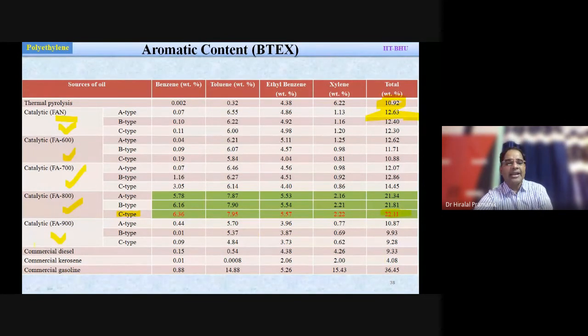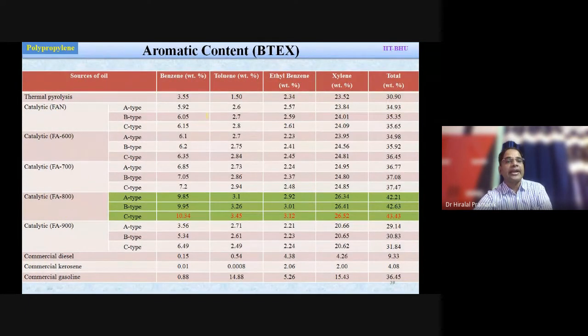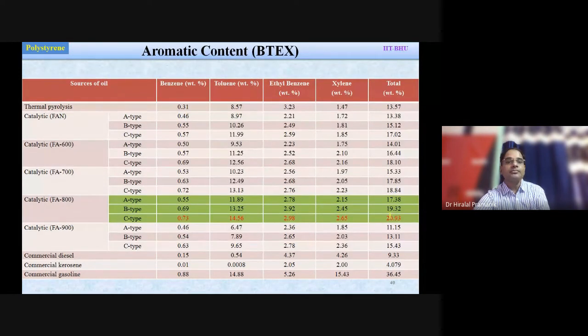And in every slide I have shown the diesel, kerosene and gasoline comparison with the product. Similarly, for polypropylene, C type using FA800 gives the best quality of oil in terms of BTX, and you can say the highest BTEX. Similarly, polystyrene 20.93, FA800 and C type, right? In comparison to A and B, and even thermal pyrolysis.